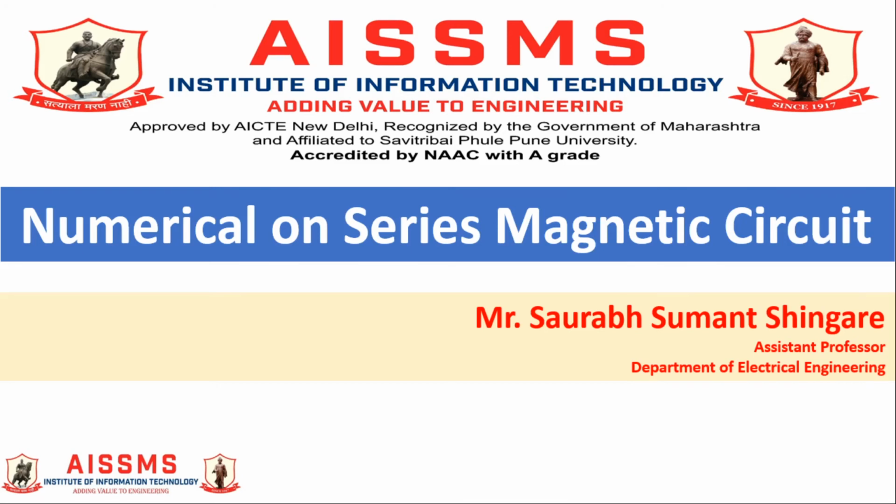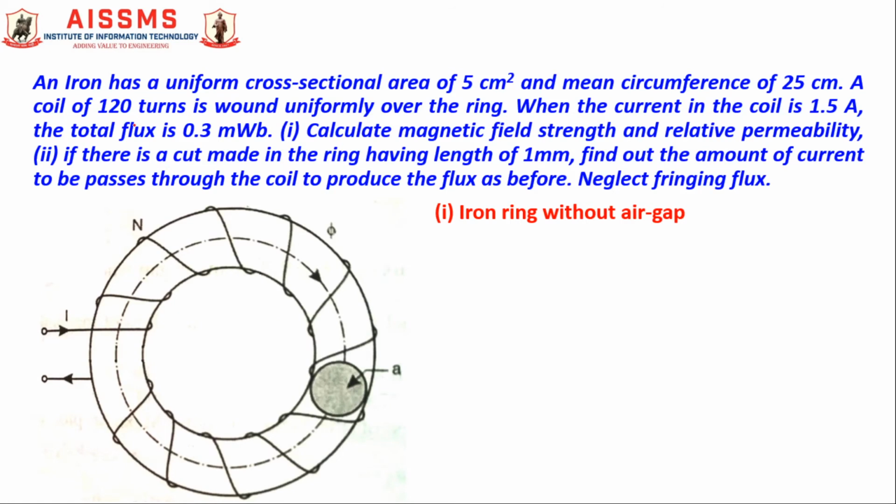Hello friends, today we are going to see a numerical on series magnetic circuit. Let us see one example. An iron ring has a uniform cross-sectional area of 5 cm square and mean circumference of 25 cm. A coil of 120 turns is wound uniformly over the ring. When the current in the coil is 1.5 ampere, the total flux is 0.3 milliweber.